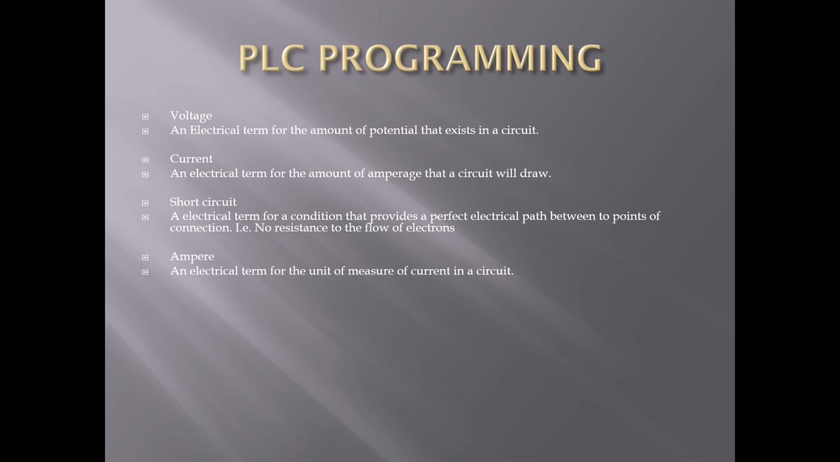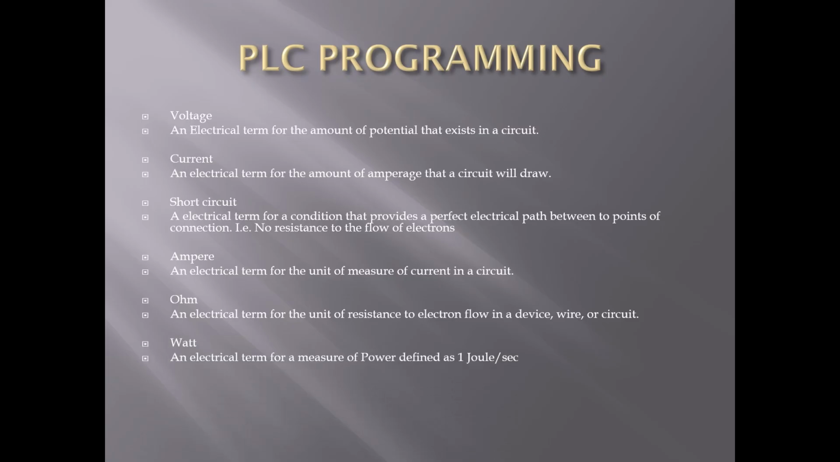Ampere is an electrical term for the unit of measure of current in a circuit. An ohm, an electrical term for the unit of resistance to electron flow in a device, wire, or circuit. A watt. A watt is an electrical term for the measure of power defined as 1 joule per second.